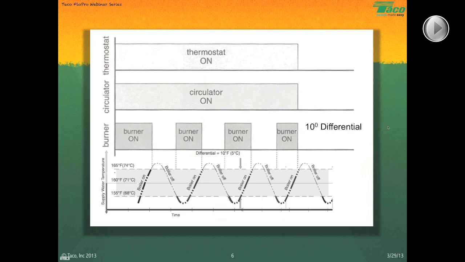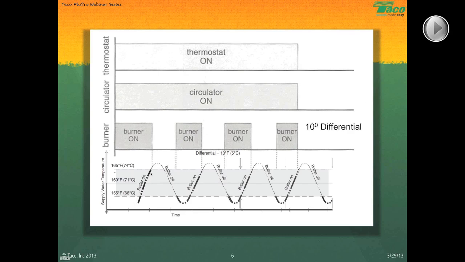Here's what the burner operation cross section looks like. Up on the top, you have your thermostat on. That's your call for heat segment. The circulator stays on the same amount of time as that call for heat with the thermostat. But here we see the burner on, burner off, burner on, burner off, burner on, burner off. If we're working off of a 10-degree differential, you can just follow the lines below.